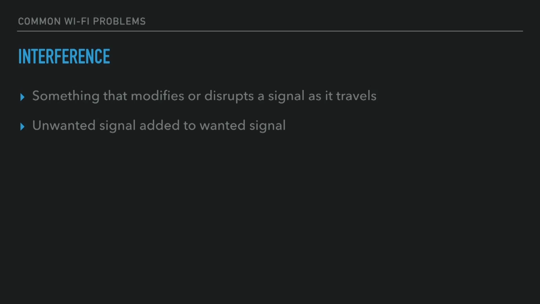I'll have a demo of this later. But there are all sorts of security cameras, cordless phones, Bluetooth devices occasionally do this to you, depending on your network and depending on the Bluetooth device. There are all sorts of devices that modify or disrupt a signal, particularly in the 2.4 gigahertz band as it travels, or they add unwanted signal. And this isn't as common in 5 gigahertz because there's just not that many devices out there transmitting in 5 gigahertz that are not Wi-Fi.